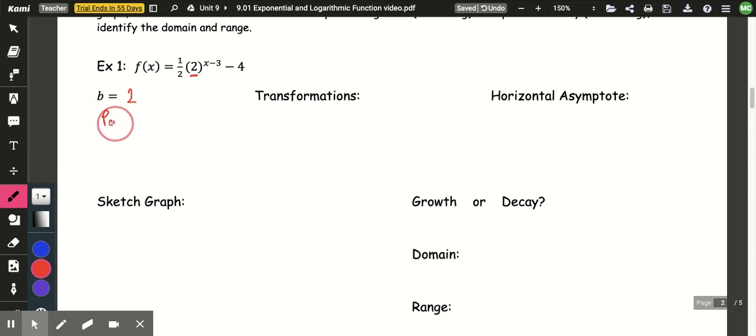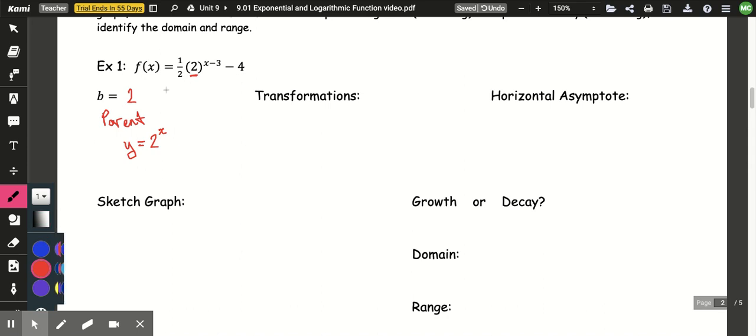So I'm going to write down what the parent is. And I'm going to use y so that we have less chance of confusion with the function notation there, f of x. So the parent function on this one is y equals 2 to the power x.